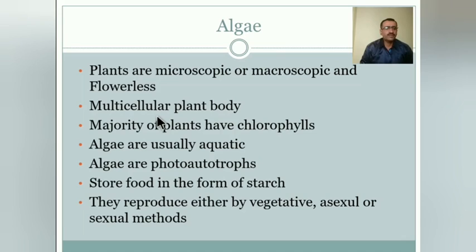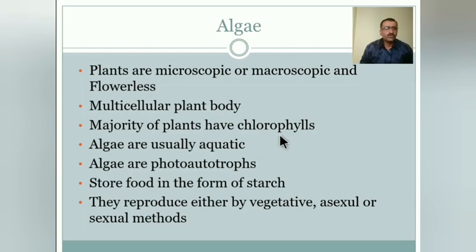In the higher cryptogams, the plant body possesses a tissue system and vascular strand. Here the cryptogamic plant having a tissue system is another important character. In some cases they do not have it. The majority of plants have chlorophyll, because the chlorophyll pigment is an important part of algae, and in algae the majority of plants have the chlorophyll pigment.